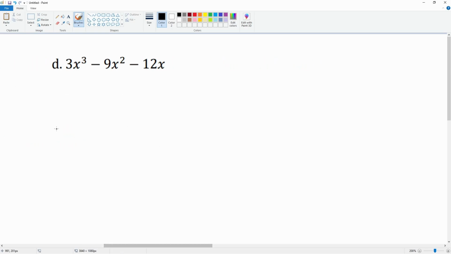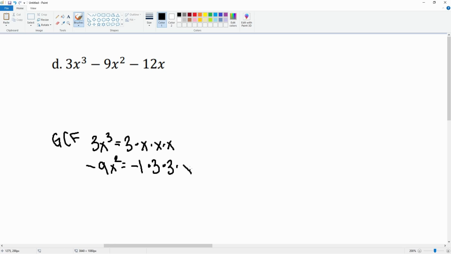D. Let's first of all try to find a GCF. We have 3x cubed, which breaks down into 3 times x times x times x. We have a negative 9x squared, which can be broken down into a negative 1 because that's for the negative, 3 times 3 for that 9, and x times x. Then we have the negative 12x, which can be broken down into negative 1 times 4 times 3 times x.